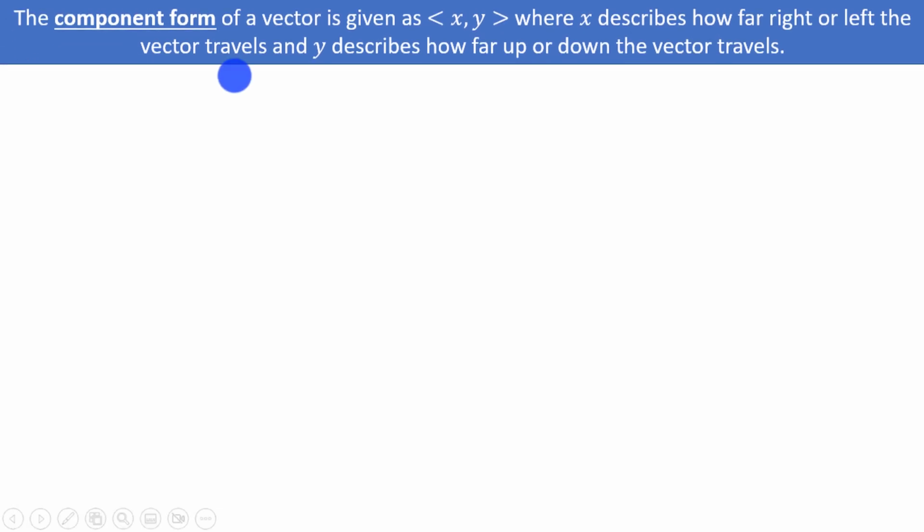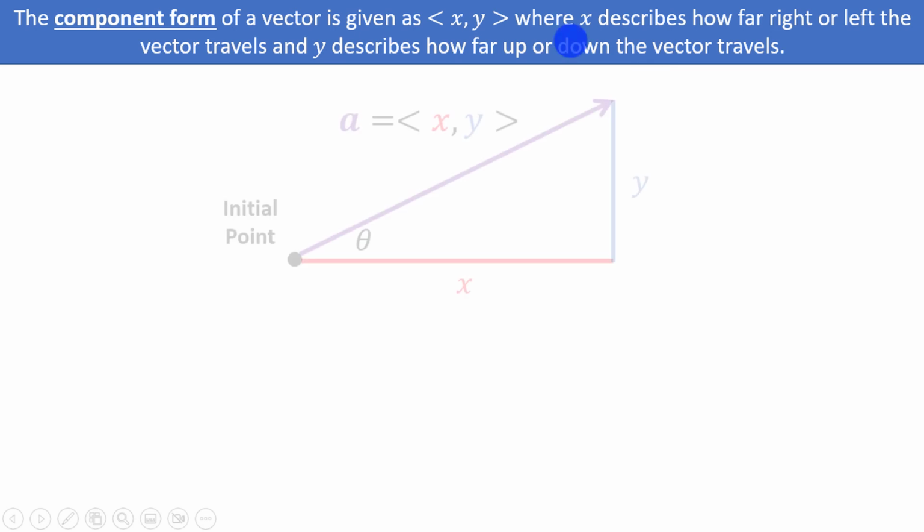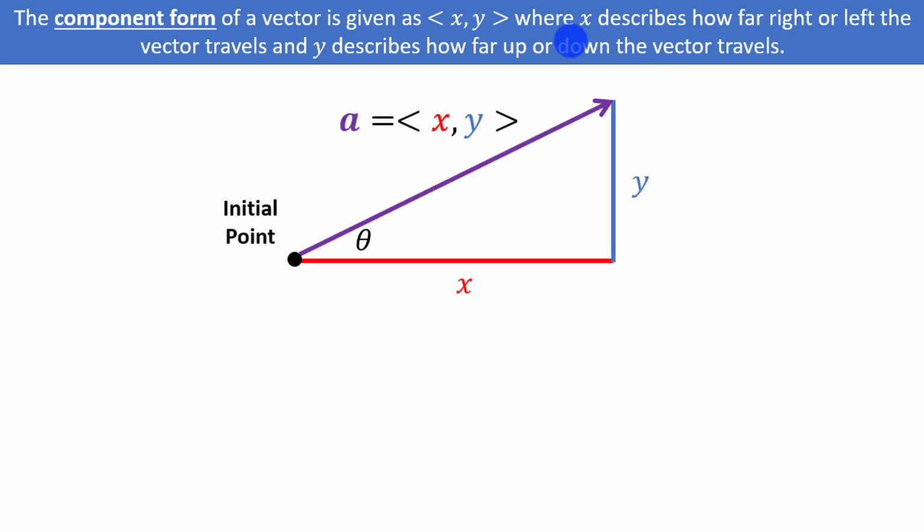The component form of a vector is given as x, y, where x describes how far right or left the vector travels, and y describes how far up or down the vector travels. Here is a picture to help explain what this means. Vector A is the vector with the components x, y, where x is the horizontal distance that we are moving to the right, and y is the vertical distance that we are traveling up. Vector A starts at this initial point and ends at this terminal point up here.